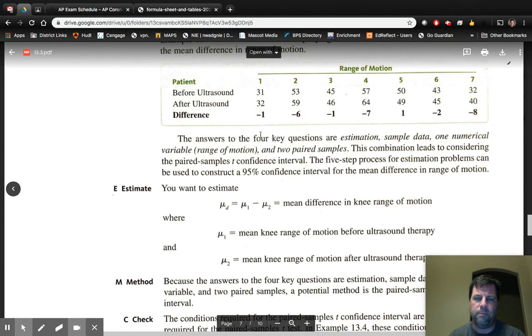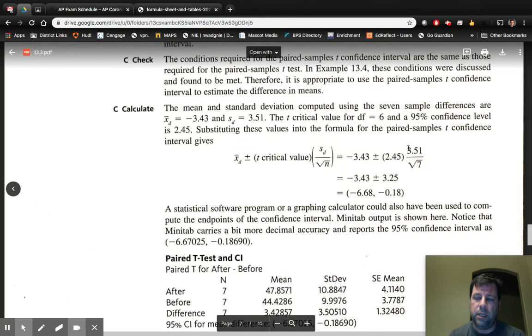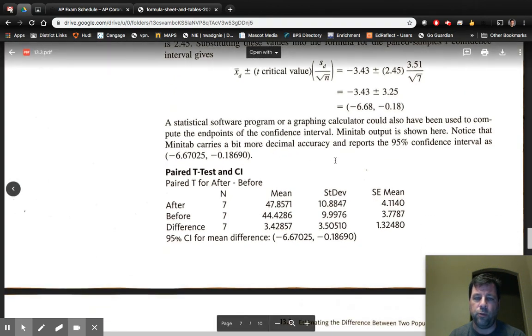We did before and after. We could have done after minus before, and these would have been positive numbers here. This one would have been a negative. And then down here, I would have just gotten these numbers flip-flopped. It would have gone from 0.18 to 6.68. Either way, our conclusion is going to be exactly the same.